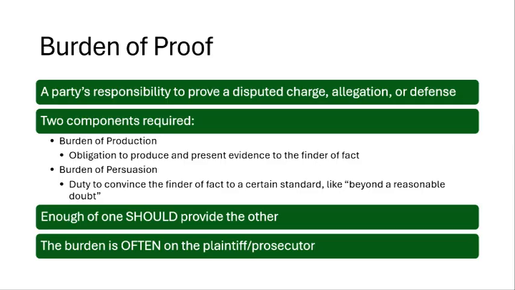Now, the two components of a burden of proof are burden of production and burden of persuasion. Burden of production is to present enough evidence, and burden of persuasion is the duty to convince somebody of that standard, which typically is beyond a reasonable doubt. And in criminal law, in criminal cases, it is always beyond a reasonable doubt. The other big thing on this particular slide that's important to remember is the burden is often on the plaintiff or prosecutor. In criminal law, the prosecutor is burdened with the burden of proof. They have to bring the charges. They have to bring the evidence.